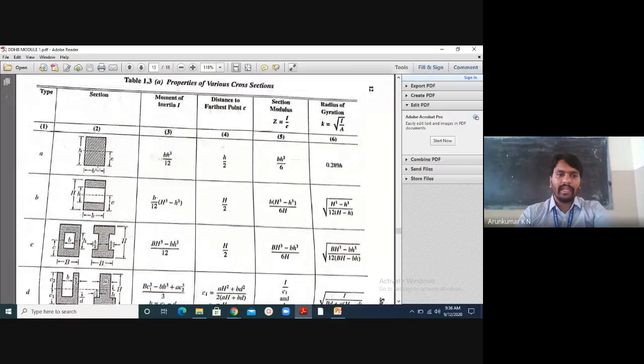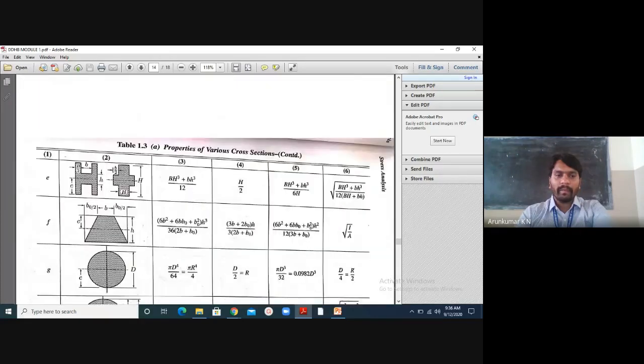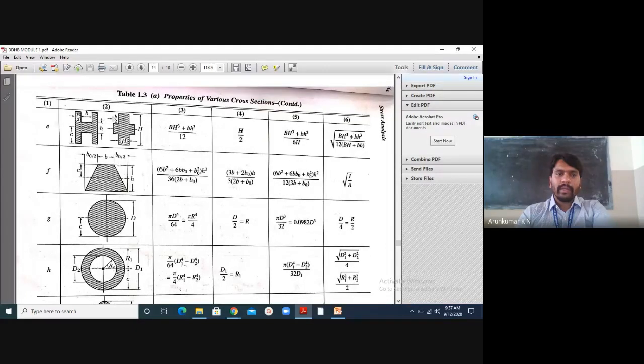For rectangle there is I and T there. Can you see the data handbook? Yes, sir. Yeah. Look at this. The various sections will be there.